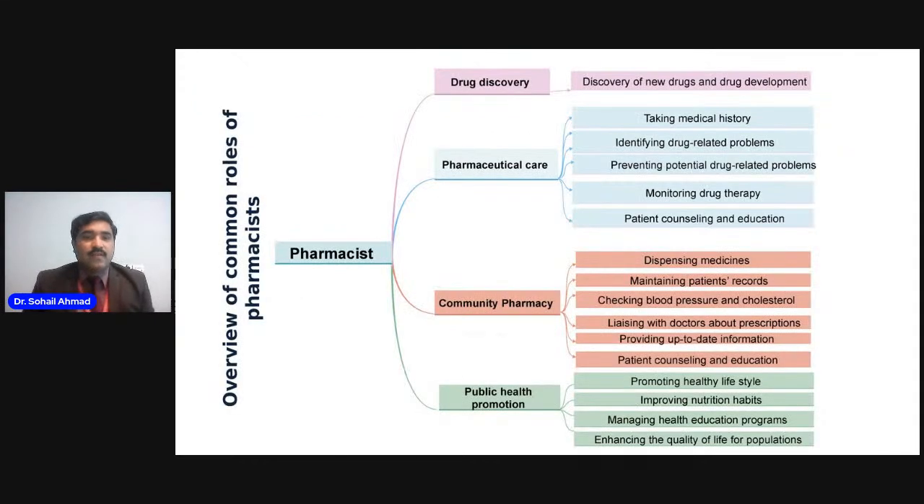Moving further, let me share a few of the common roles of the pharmacist. So the roles can be divided into two: product related and patient centered. The product related roles more or less across the globe are common. For instance, drug discovery, medication dispensing, community pharmacy. And then in certain countries the pharmaceutical care component is missing.